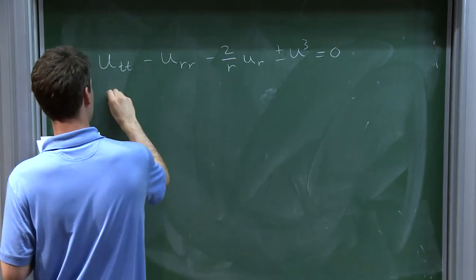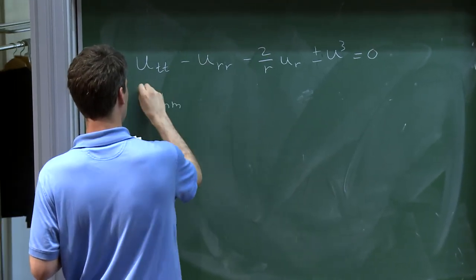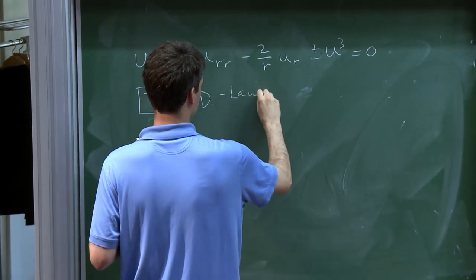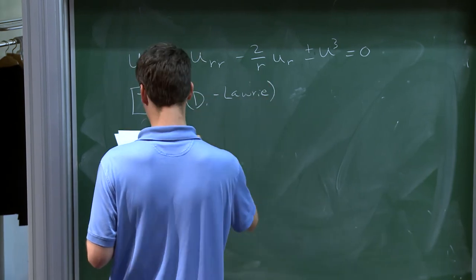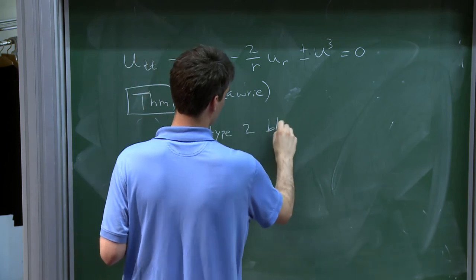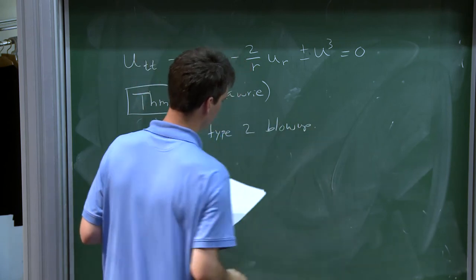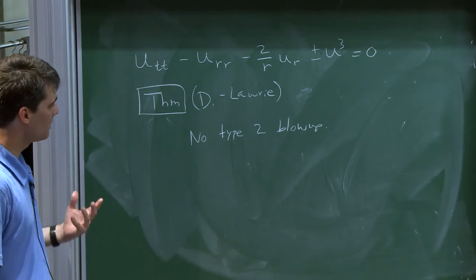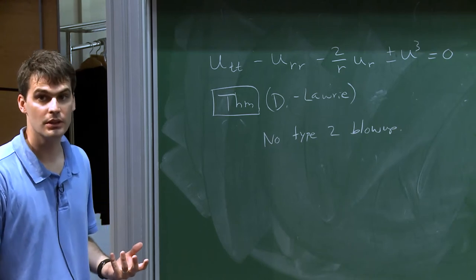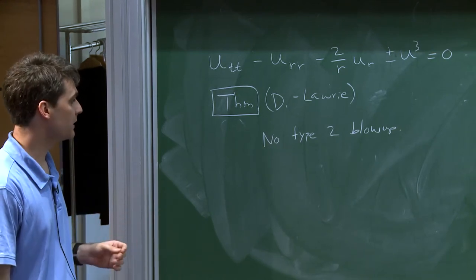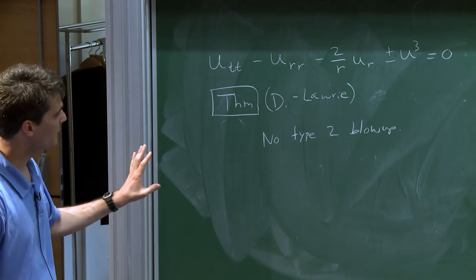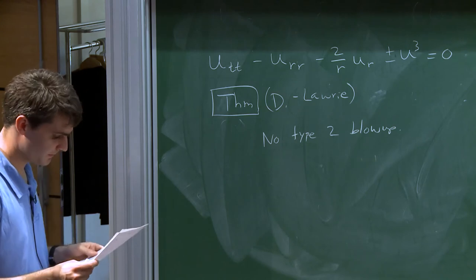In the radial case, there's a result of myself and Lowry that proved no type 2 blowup. And this is for radial data. So we know that there's type 1 blowup for the focusing problem. We don't know about the defocusing. We know about the focusing. We know there's type 1 blowup in the focusing case. But we show that in either case, there's no type 2 blowup.